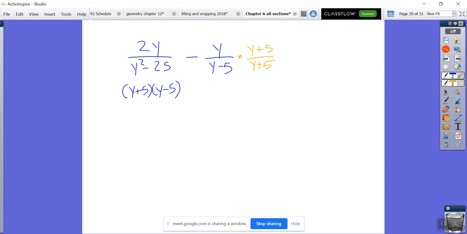All right. So again, I'm only going to look at the numerators because I know what the denominator is going to end up with. So we still have 2y. We still have our minus. y times y is y squared. y times 5 is 5y. And so now let's combine similar terms. What is 2y plus 5y? 7y, right? So this is equal to 7y minus y squared.